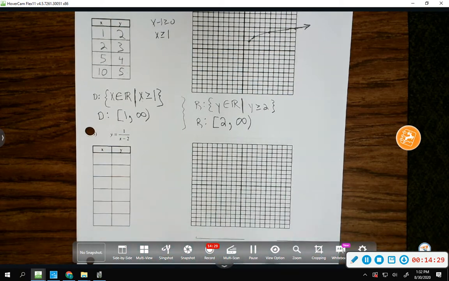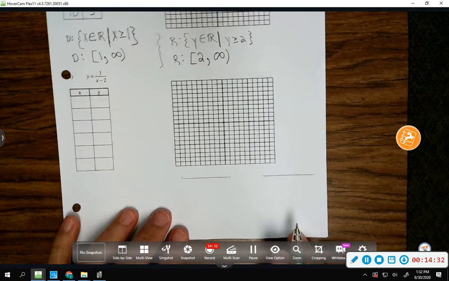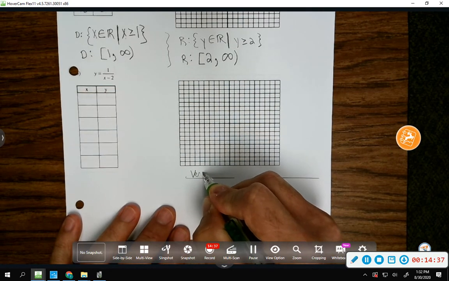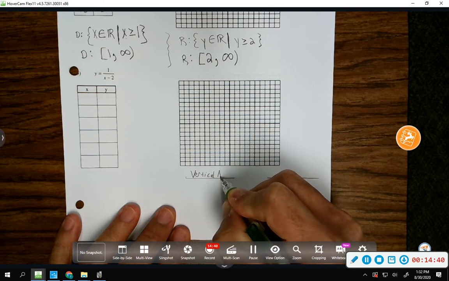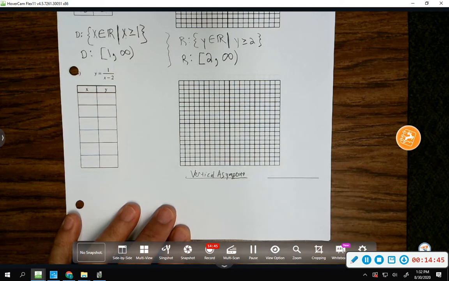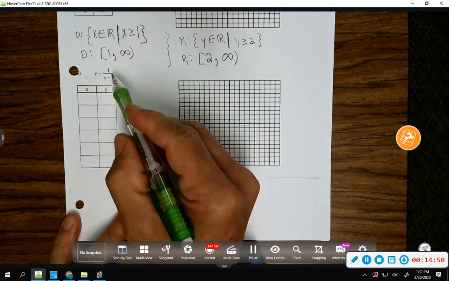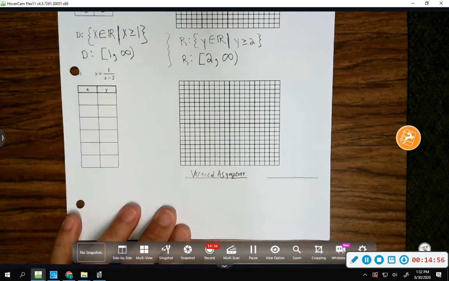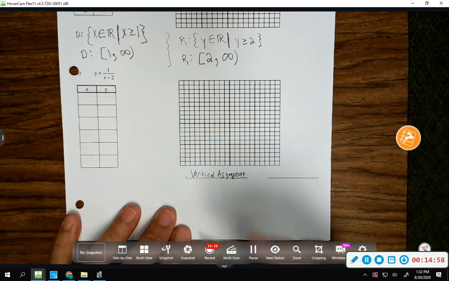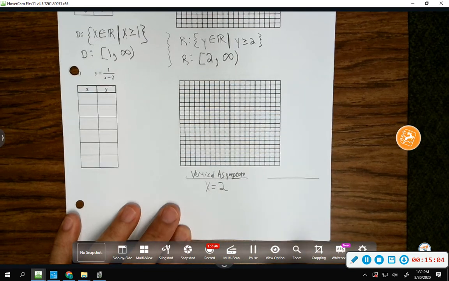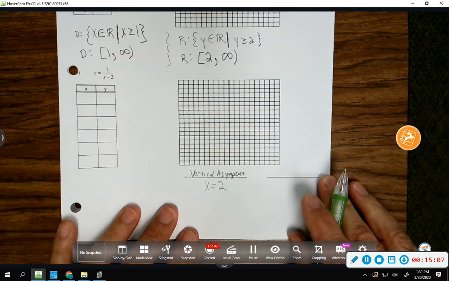I'm going to start by listing down here the vertical asymptote and the horizontal asymptote. When we're looking for a vertical asymptote for a rational function, we want to know what value of x creates 0 in the denominator, as long as it's not a repeated factor. If I plug 2 in for x, I get 1 divided by 0. That's undefined. That's why my vertical asymptote is x equals 2. A vertical asymptote is always x equals a value.